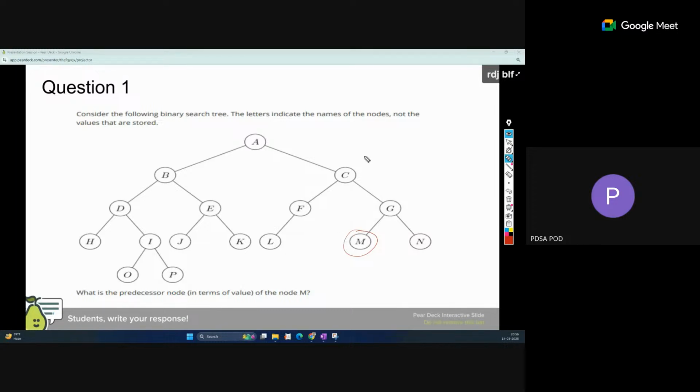So value means if we find out the order, suppose these are the values, we can write these values in increasing order. Suppose we are getting 1 2 3 4 5 6 this way, and this M value is representing 5. So the predecessor in terms of value is this 4. But we need to identify in this tree, what will be the predecessor for this. So how can you solve this?